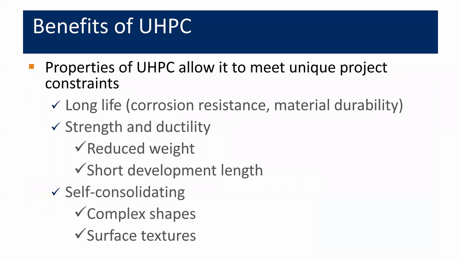capacities. So the benefits of UHPC are really that a lot of the properties allow it to meet unique project constraints. It's got long life, so it can be used in applications where corrosion resistance or durability is necessary. It has high strength and ductility, so you can use lighter sections, shorten development lengths for structural applications. And because it's self-consolidating, you can create more complex shapes. You can also transfer specific surface textures to the material because it actually can match patterns very well.